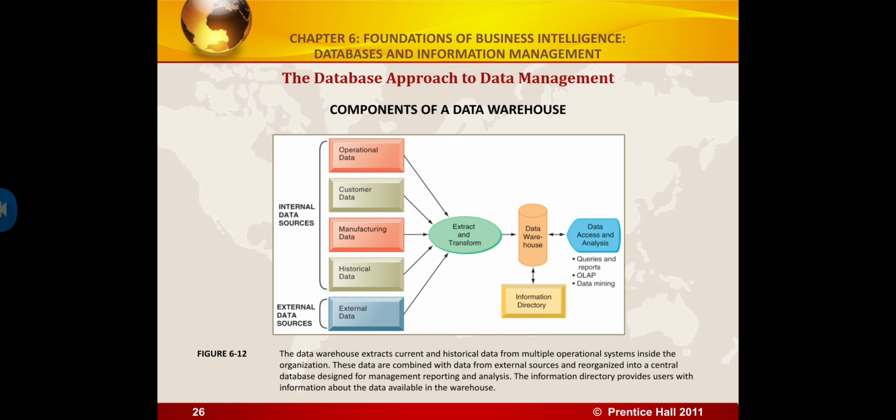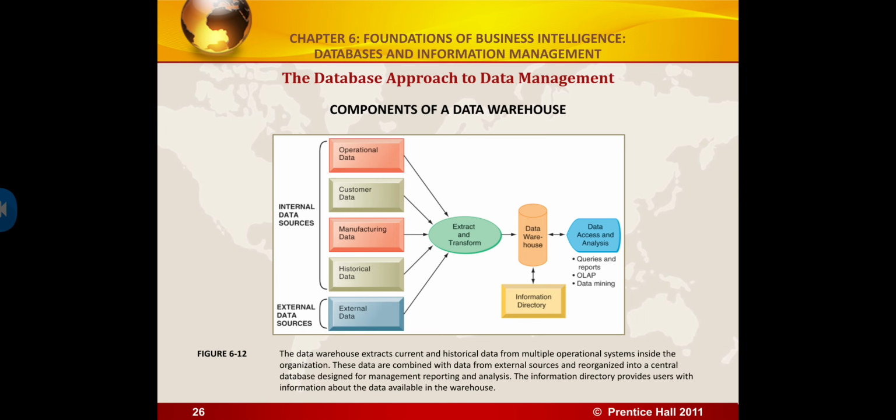From this diagram, we can see the components of a data warehouse. We have here our internal data sources, which include operational data, customer data, manufacturing data, and our historical data. Another part is the external data sources, which includes the external data.